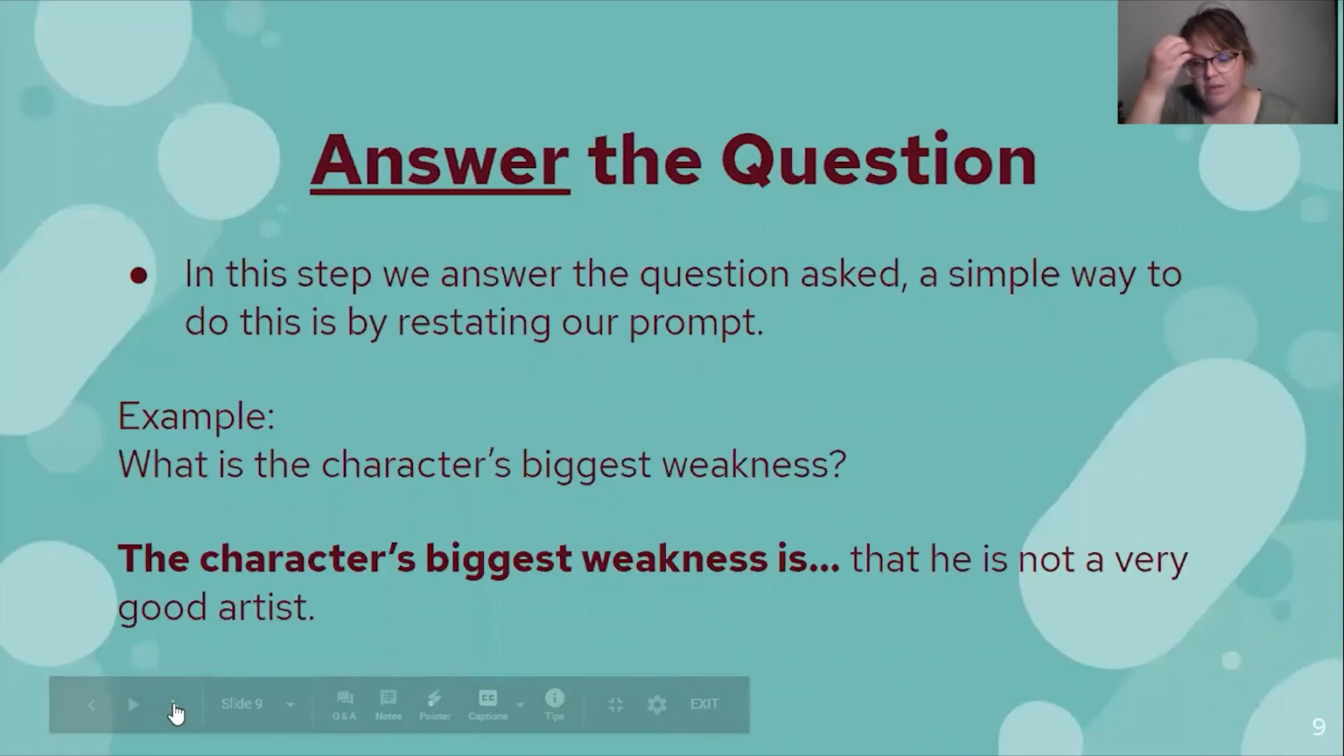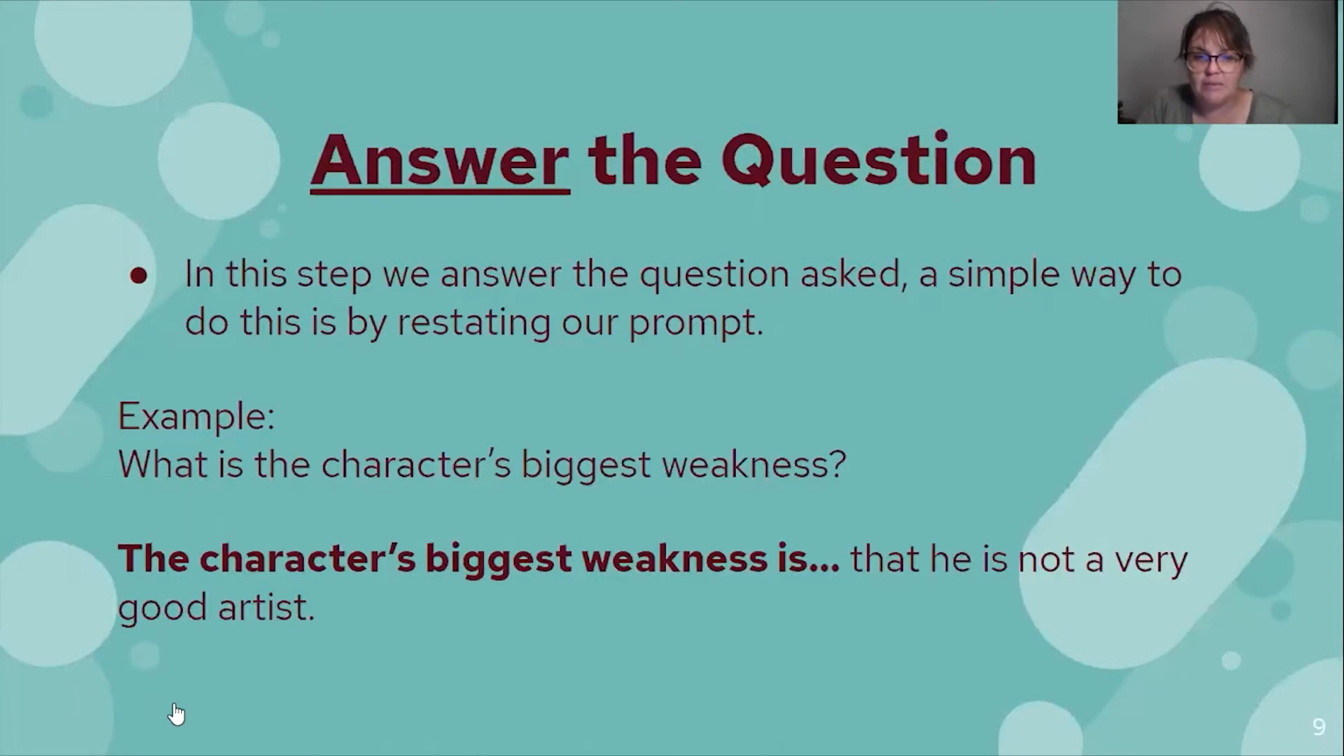Answer the question. In this step, we answer the question asked. A simple way to do this is by restating the prompt. For example, if our question is something like, what is the character's biggest weakness? We can begin our answer by saying, the character's biggest weakness is, and then we can give evidence from the text. For example, we could say that he is not a very good artist.